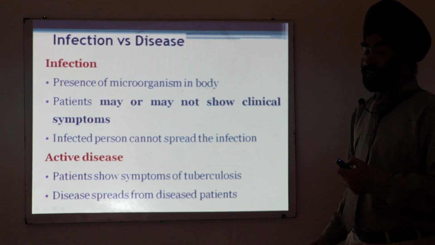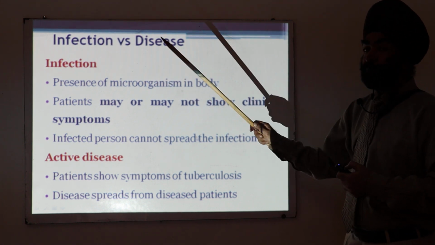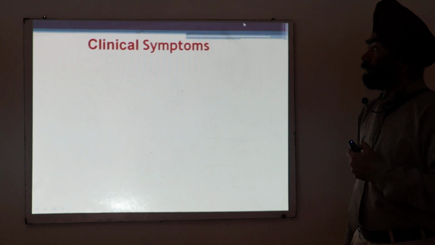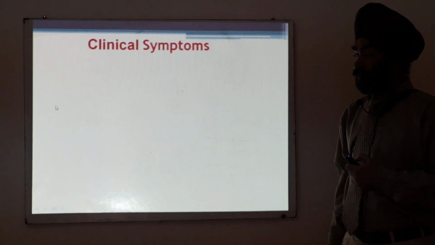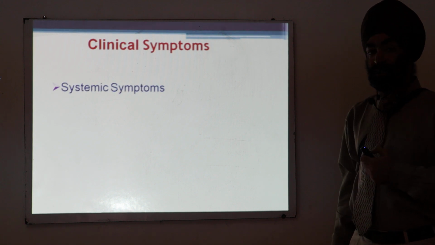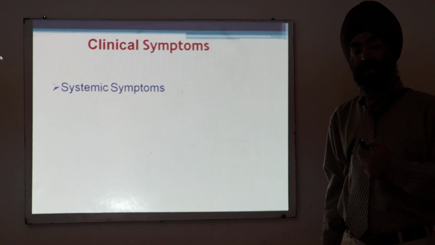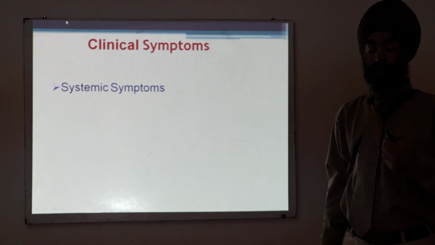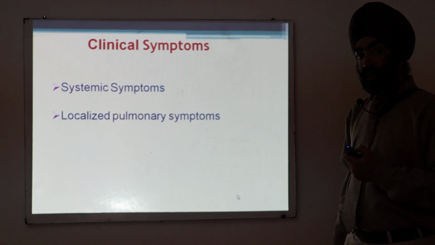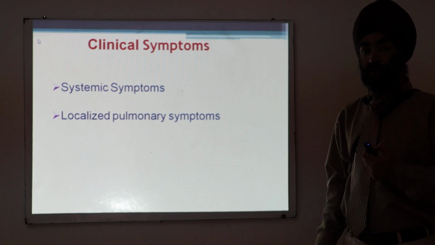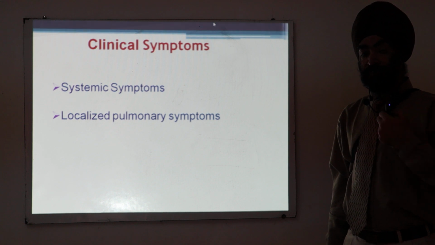So this is the key difference between the infection and the disease, particularly in tuberculosis. So now, what are the clinical symptoms of tuberculosis? Symptoms we can classify into three types. One is the systemic symptoms. Systemic means pertaining to the whole body. Then there are some localized pulmonary symptoms, because as I told, in tuberculosis the lungs are mainly involved.